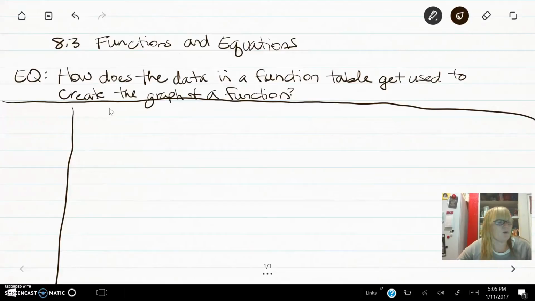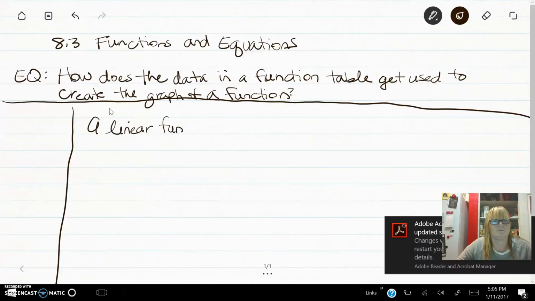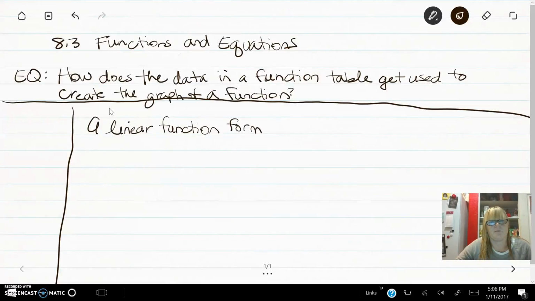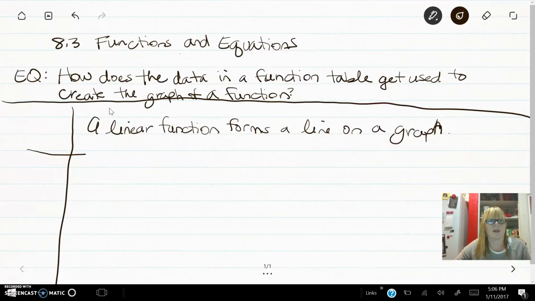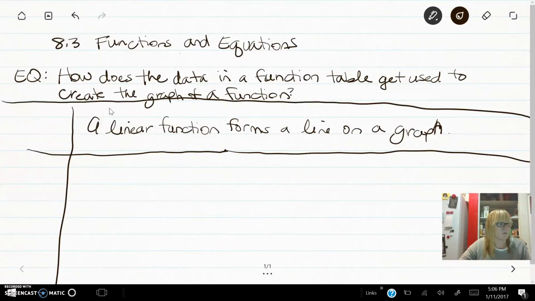All right, there's only one vocabulary word, and that is linear function. So a linear function forms a line on a graph. Okay, so a linear function is going to form a line. Linear meaning line. And then function, of course, is the equation that we're working on.